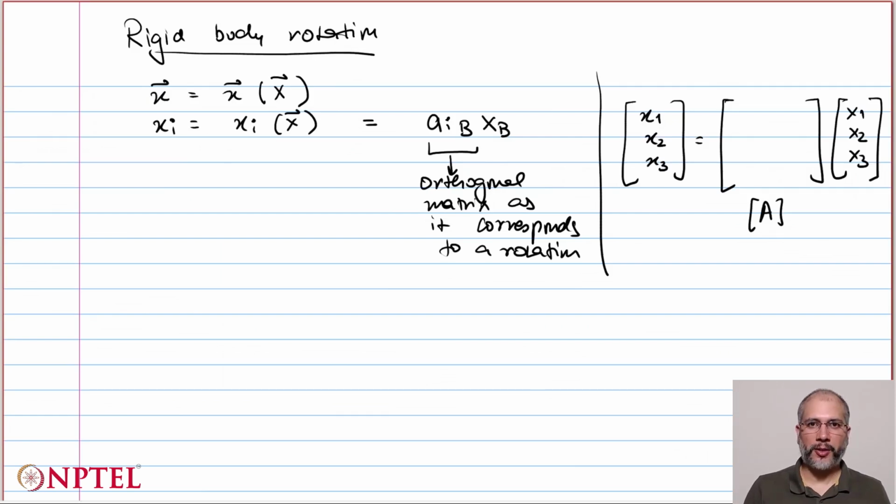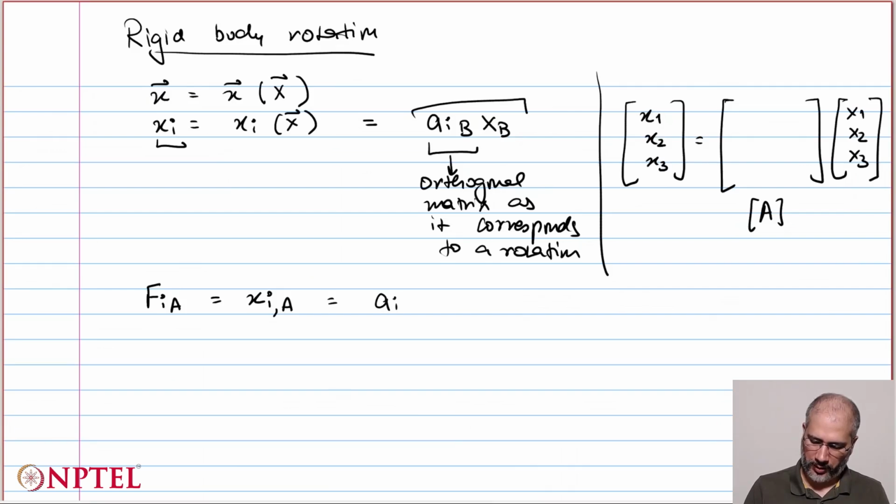So if this is how the chi function is defined, now we can calculate our deformation gradient tensor F_iA, which was defined as xi comma A. So this xi is given as A_iB X_B. Now A_iB is just some matrix, so this is X_B comma A. And this X_B comma A is simply delta BA. So this becomes A_iA. So this is our F_iA.